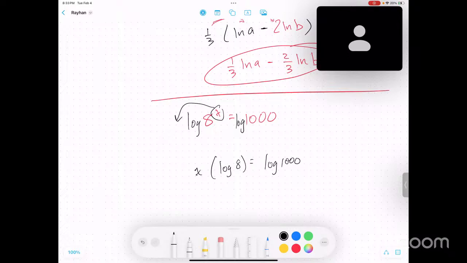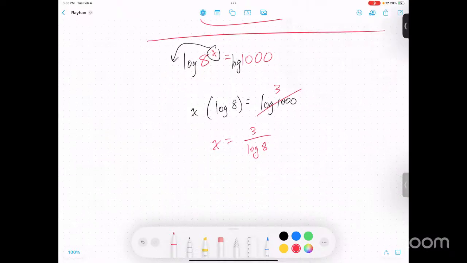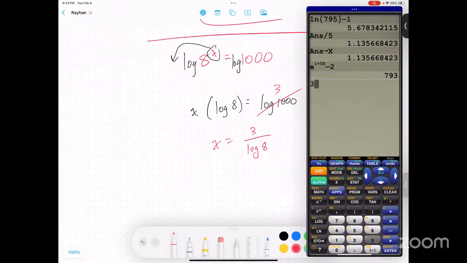Now, the log of 1,000 is just 3, right? Oh, because it's 10 times 10 times 10. Yep. You could simplify that right away. In fact, I can just cancel that out and call that just 3. Right? So then x equals 3 over the log of 8. And they probably said rounded to 3 decimal places or something like that. All right. So just plug that in your calculator.